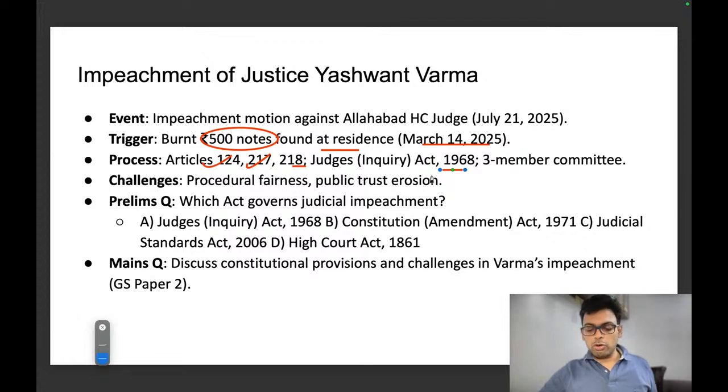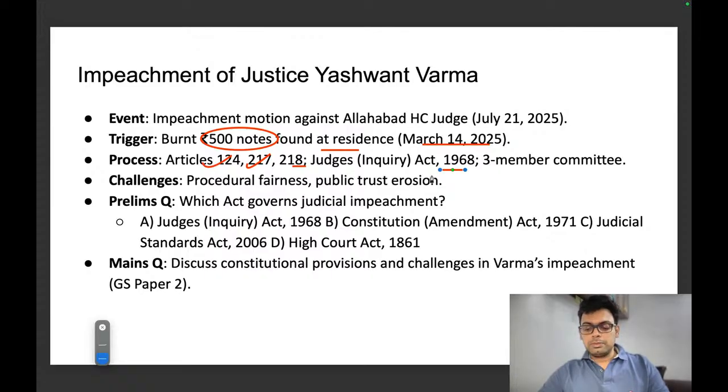Now, what is the way forward? There should be a fair inquiry, and it should strengthen the accountability mechanism, and also ensure transparency. All right. From the prelims perspective, it's polity: Article 124, 217, 218, then the Judges Inquiry Act. From the mains perspective, it's GS2 paper and GS4 paper: ethics in public office, judicial integrity and transparency. And for the essay, if they ask something related to polity, it can be judicial accountability versus independence.